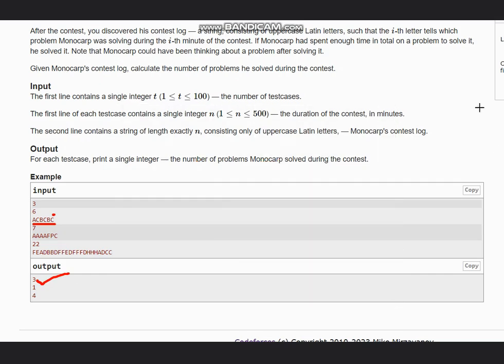Now moving next, we have A, F, B, C. So A needs 1 minute to be solved, F is 6. And P is greater than the length of string, so forget about it. C is 3.